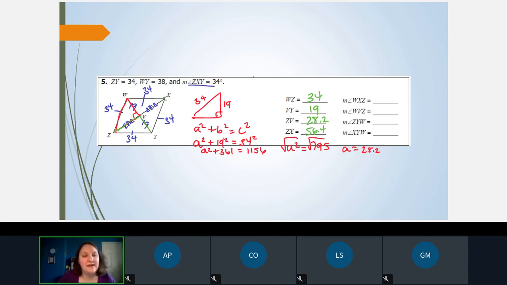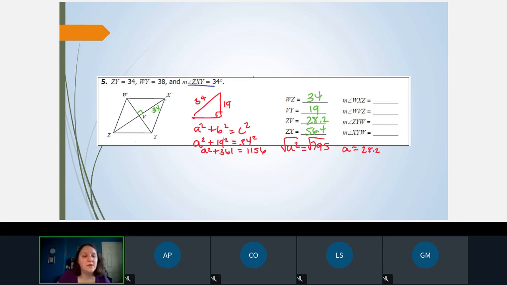Now let's look at angles. I think the angles might be a little easier here because you don't need the Pythagorean theorem for angles. Let's make this look pretty again. Okay, so in our rhombus, the diagonals are perpendicular. So I'm going to put a right angle here. And it tells me the angle ZXY is 34. So this is 34.